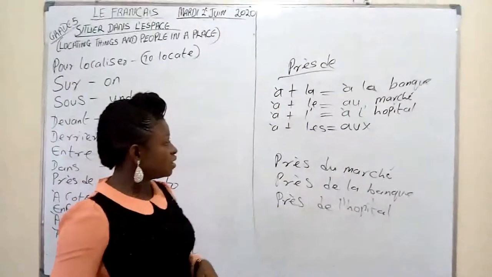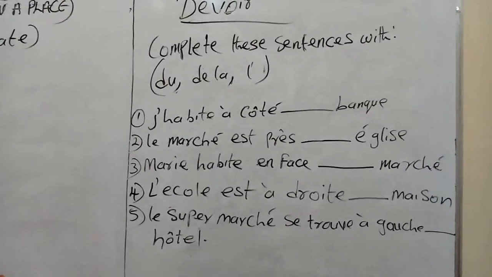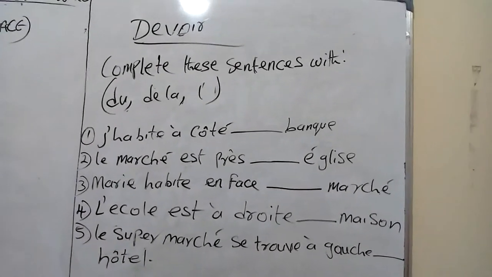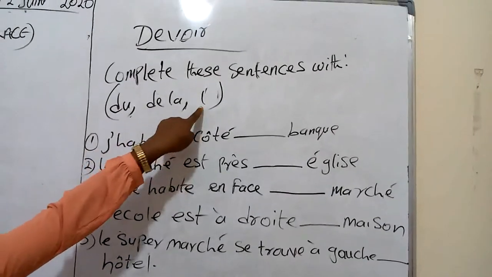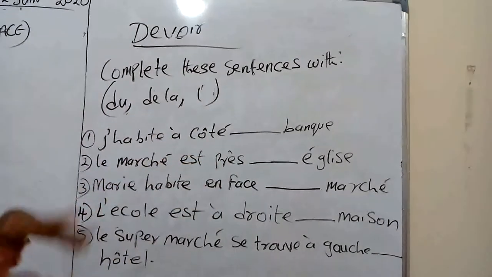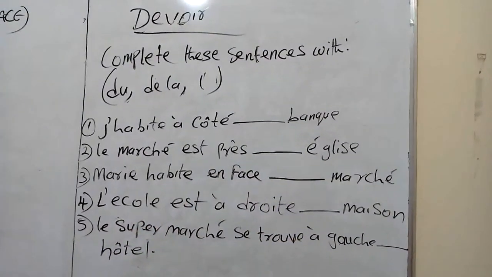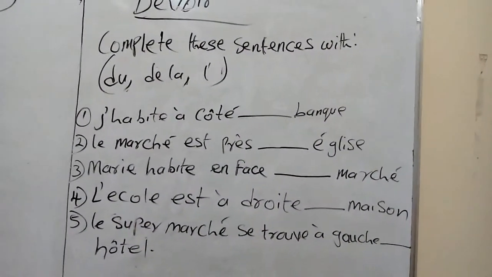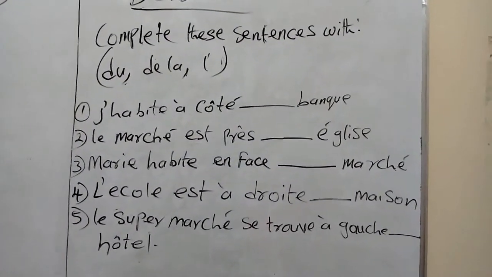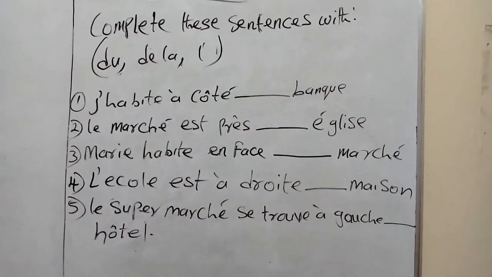So, having looked at all this, let's look at a little activity to do. This is your devoir. Complete these sentences with du, de la, or de l'. Which one would suit in each? You are using any of these to fill these blank spaces. Number one, j'habite à côté dash banque.